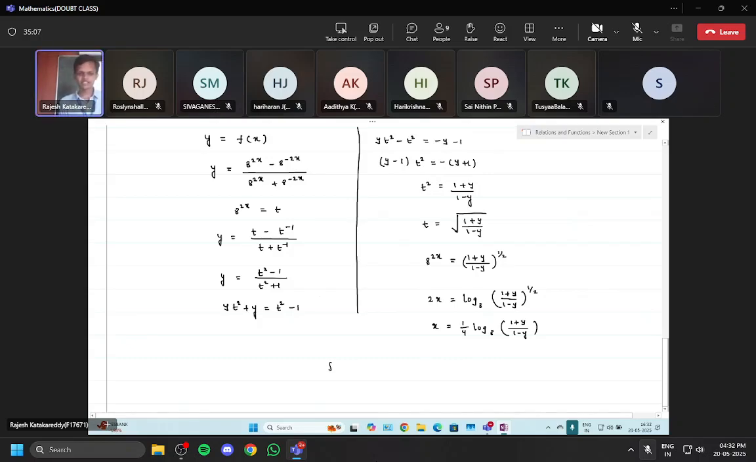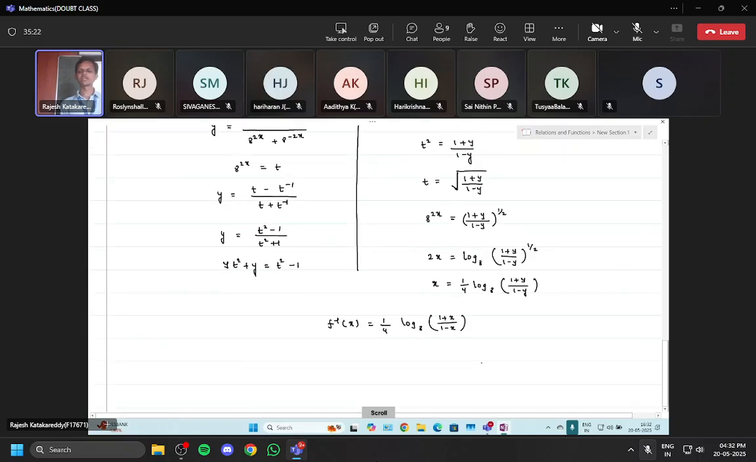We need f inverse x, so f inverse x is equal to 1 by 4 into log base 8 of (1 plus x) by (1 minus x). If you see, no option is similar to this. What you need to do is apply the change of base theorem. What does the change of base theorem say? If you have log a base b, this will be equal to log a base c by log b base c. This is known as the change of base theorem in logs.